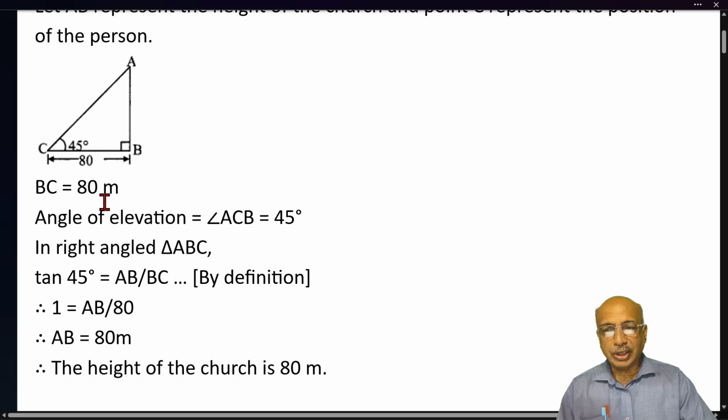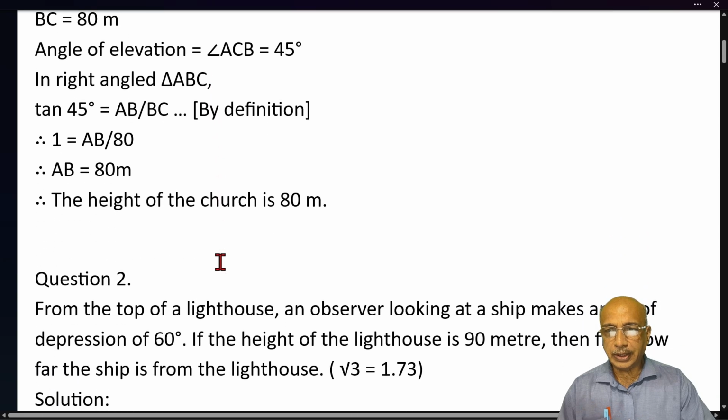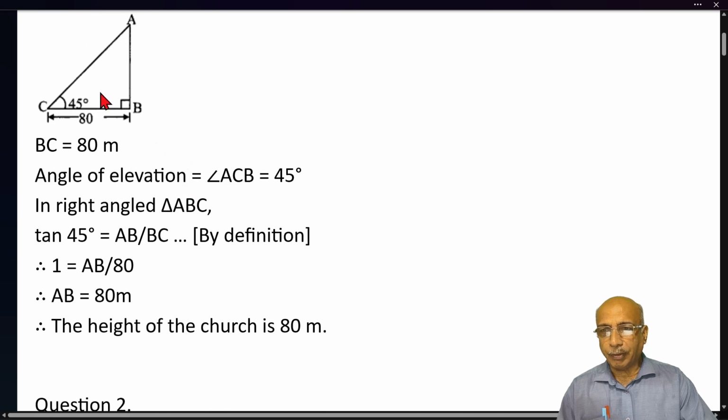So BC equals 80 meter, angle of elevation ACB equals 45 degree. In right angle triangle ABC, tan 45 equals opposite side upon adjacent side equals AB upon BC. And what is the value of tan 45 in trigonometry? 1 equals AB upon 80. Cross multiply it, you will get AB equals 80 meter. The height of the church is 80 meter.